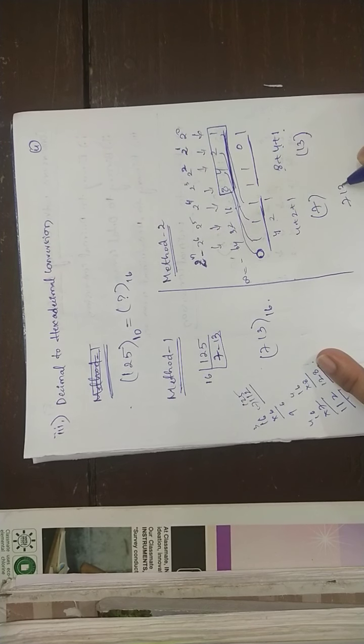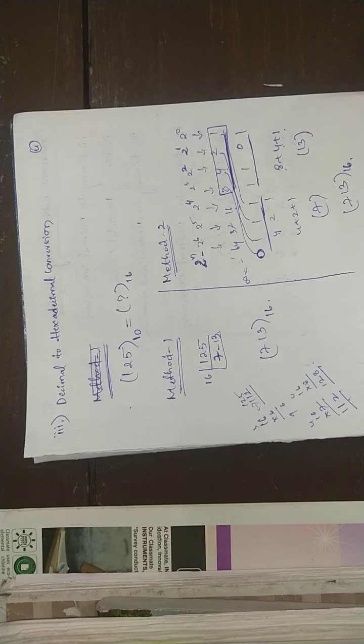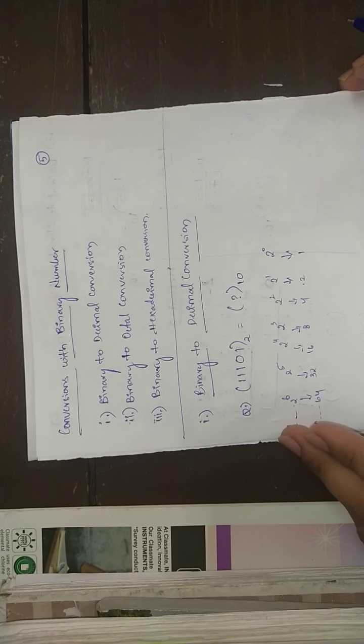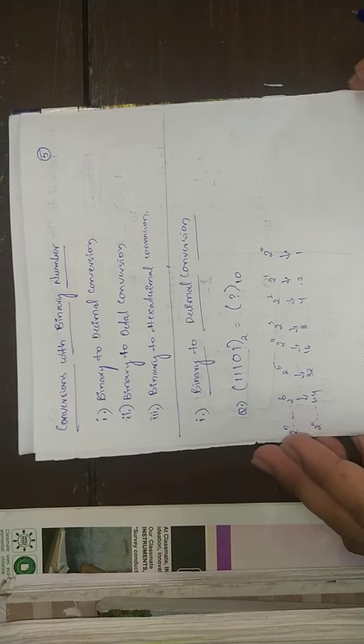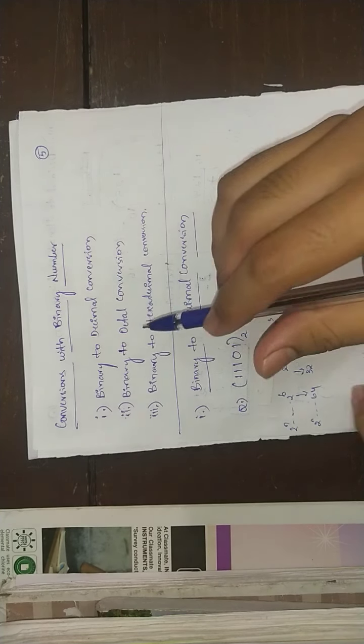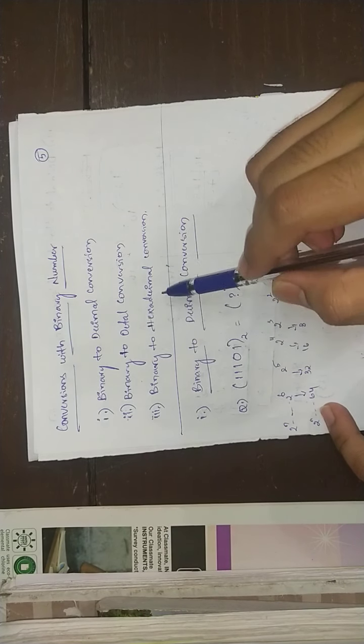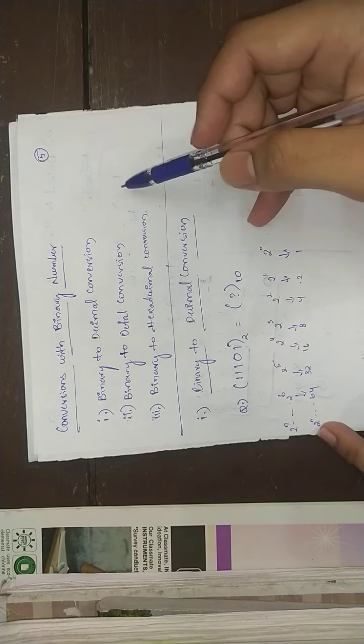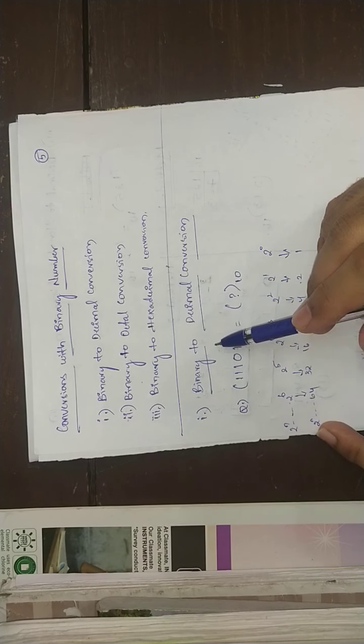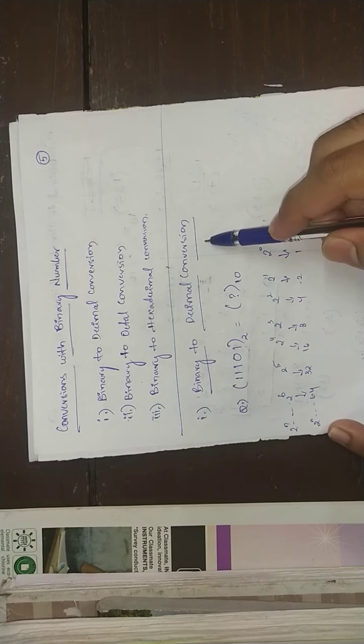It is 7 13 by 16. Did you get it? Okay, now next I am going to tell you about the conversions with binary number. There are 3 types of conversions with binary number: binary to decimal conversion, binary to octal conversion, and binary to hexadecimal conversion. Okay, first I am going to tell you about binary to decimal conversion.